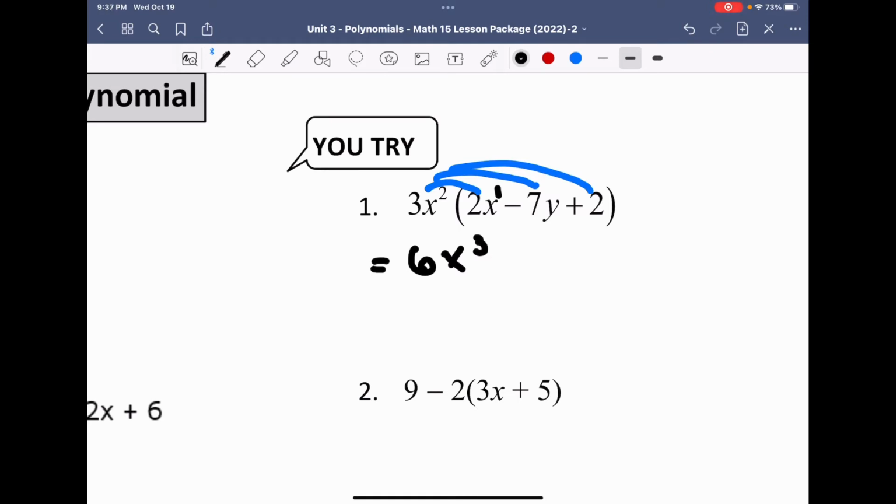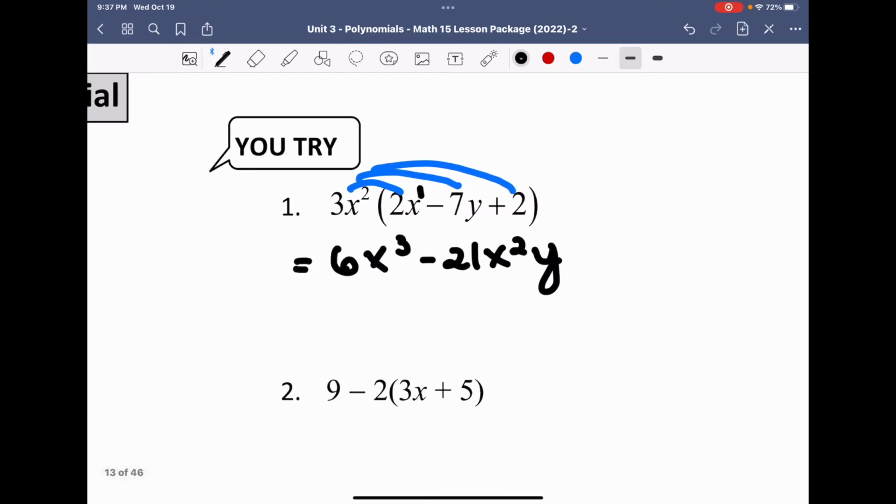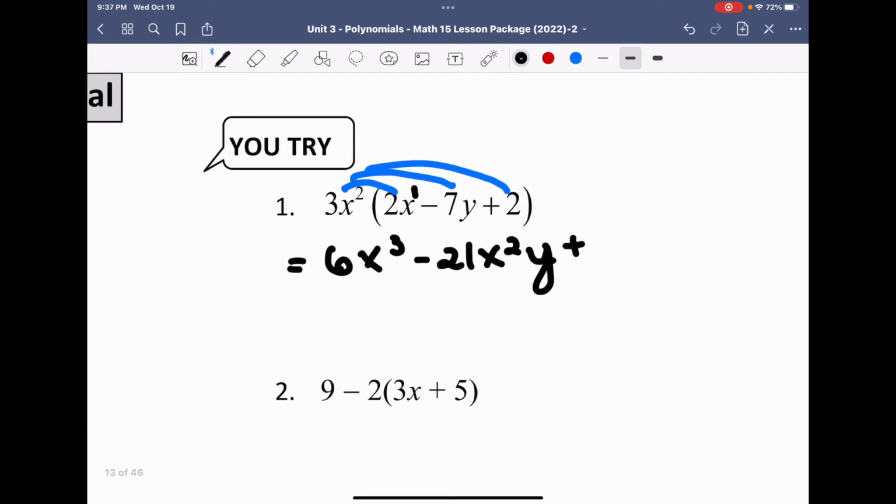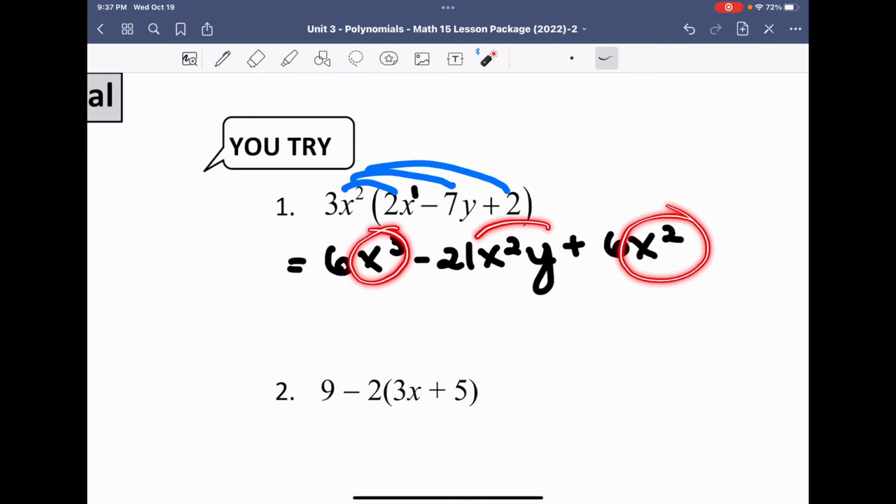Now I move on to the next term. Negative 7 times 3 is negative 21. And I put together my x squared and my y. I can't combine them, but I can multiply them together because they're different variables. Now finally, I have a 2 times the 3x squared. This is plus 6x squared. All right, now we would look and say, is there anything we can combine here? No, because we have different degrees on each of these and they're all unique terms, meaning I have an x cubed, an x squared, and an x squared times y. Those are all completely unique, meaning I'm not going to add these coefficients together.